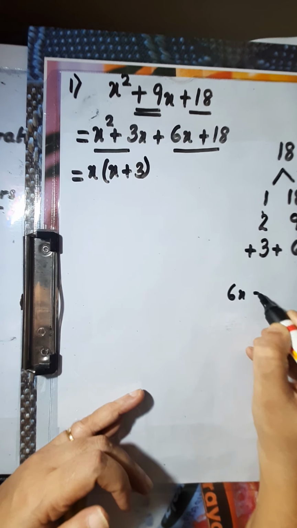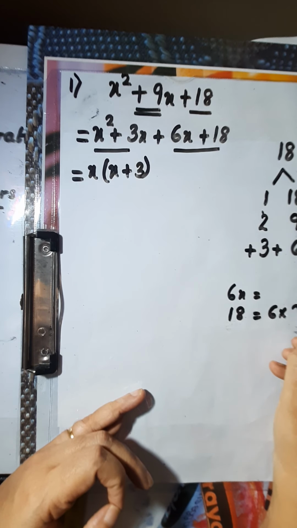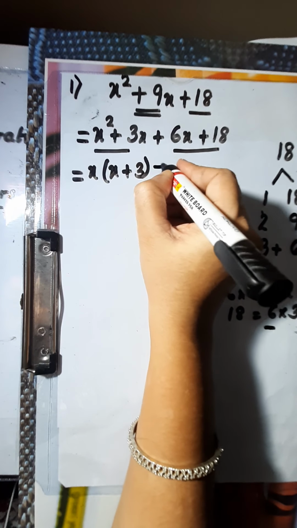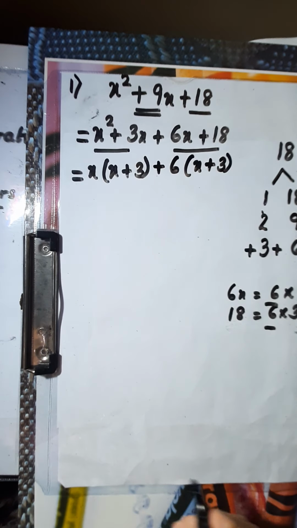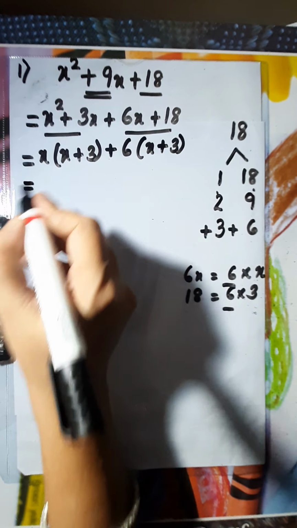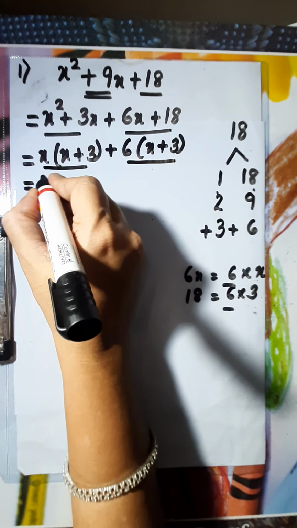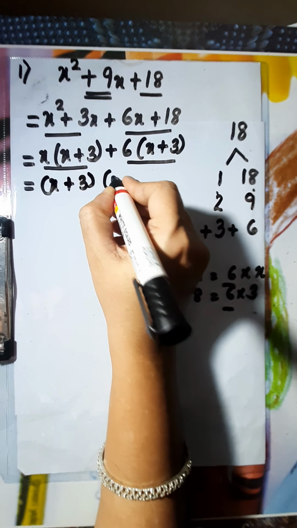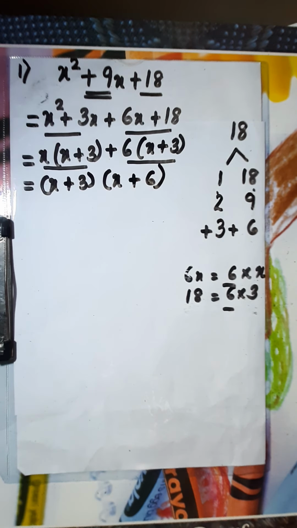Now see the next one. 6x. Okay, you can write 3 twos, but then I am also having 18. So 6 into 3. So similarly here 6 into x. 6 is common. I have x plus 3. So what are my factors? My factors are, can I remove x plus 3 common? Okay, from here, what is left behind here? X plus 6.